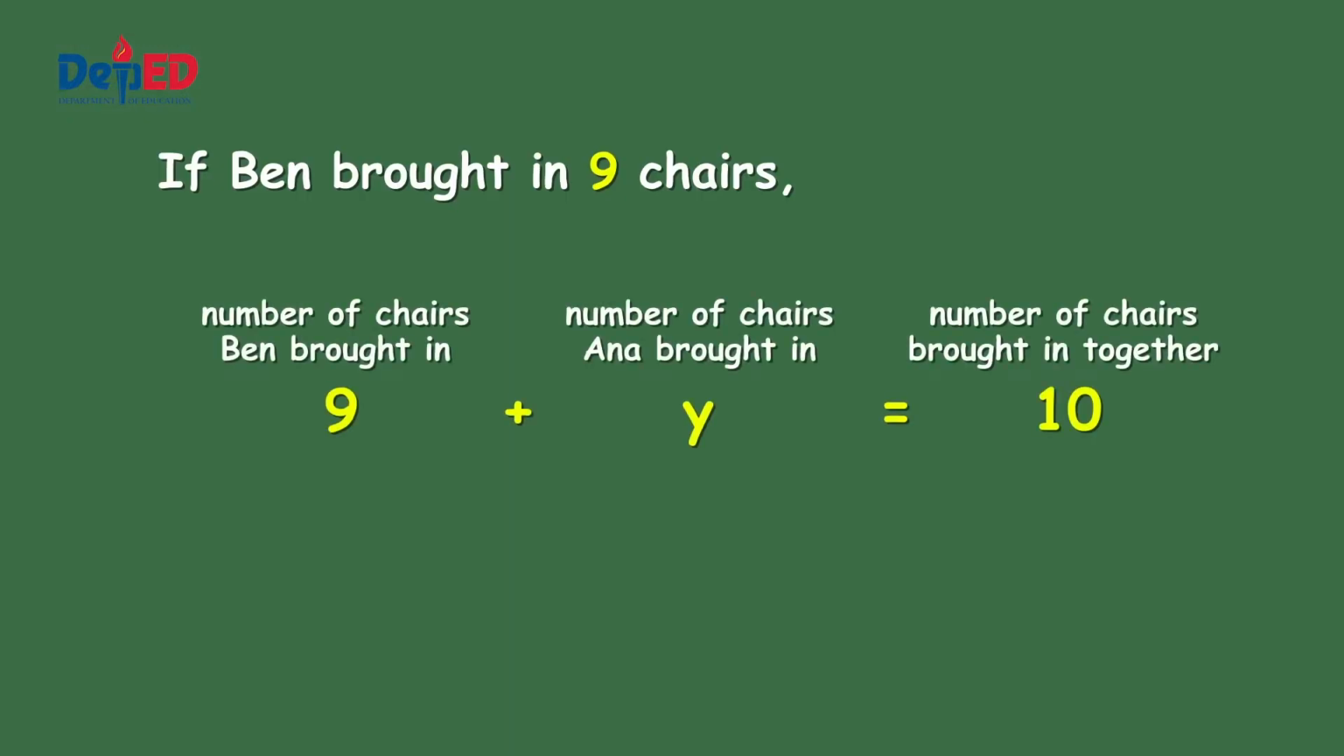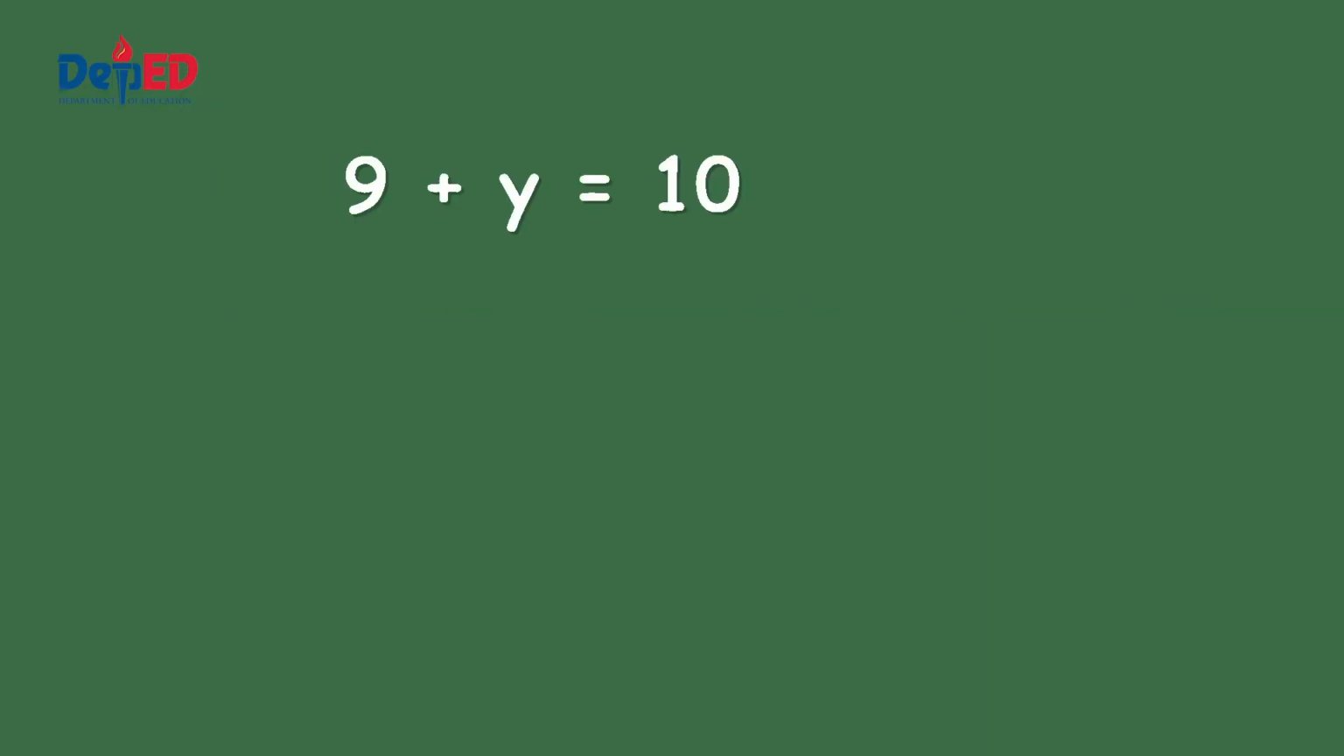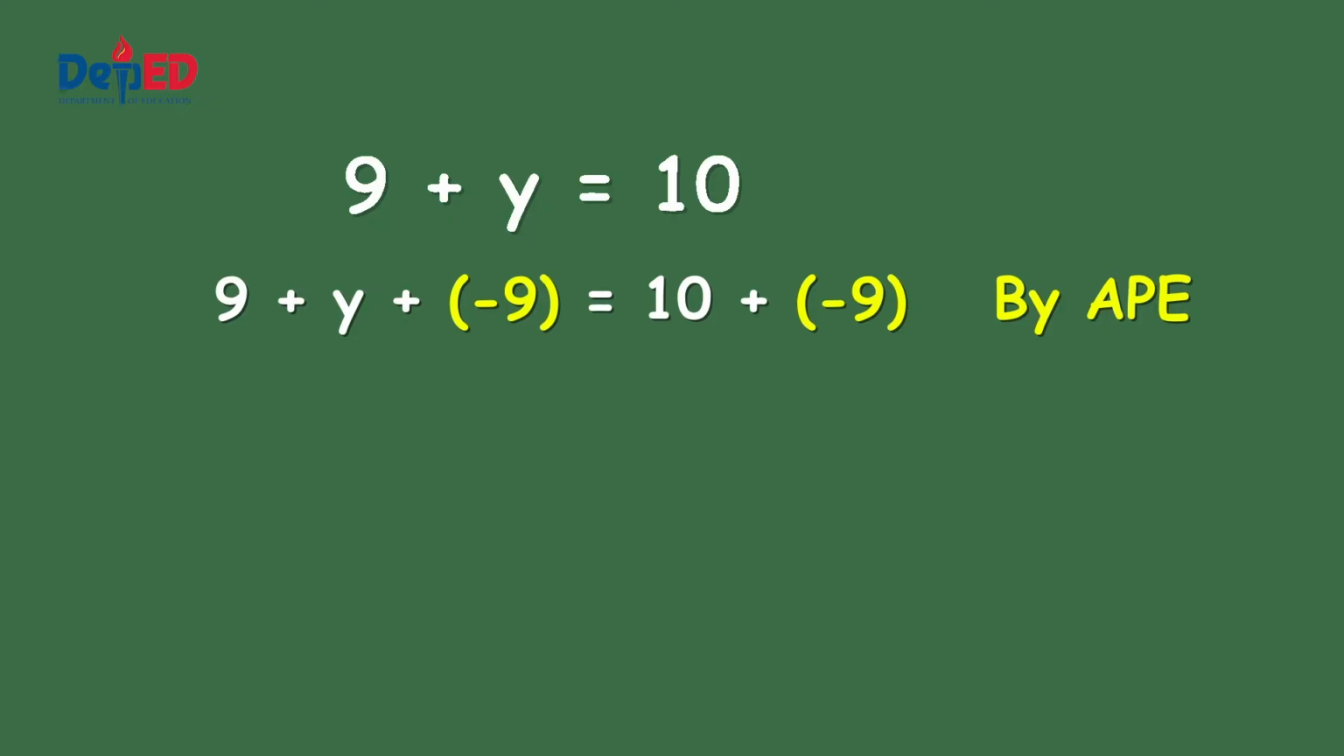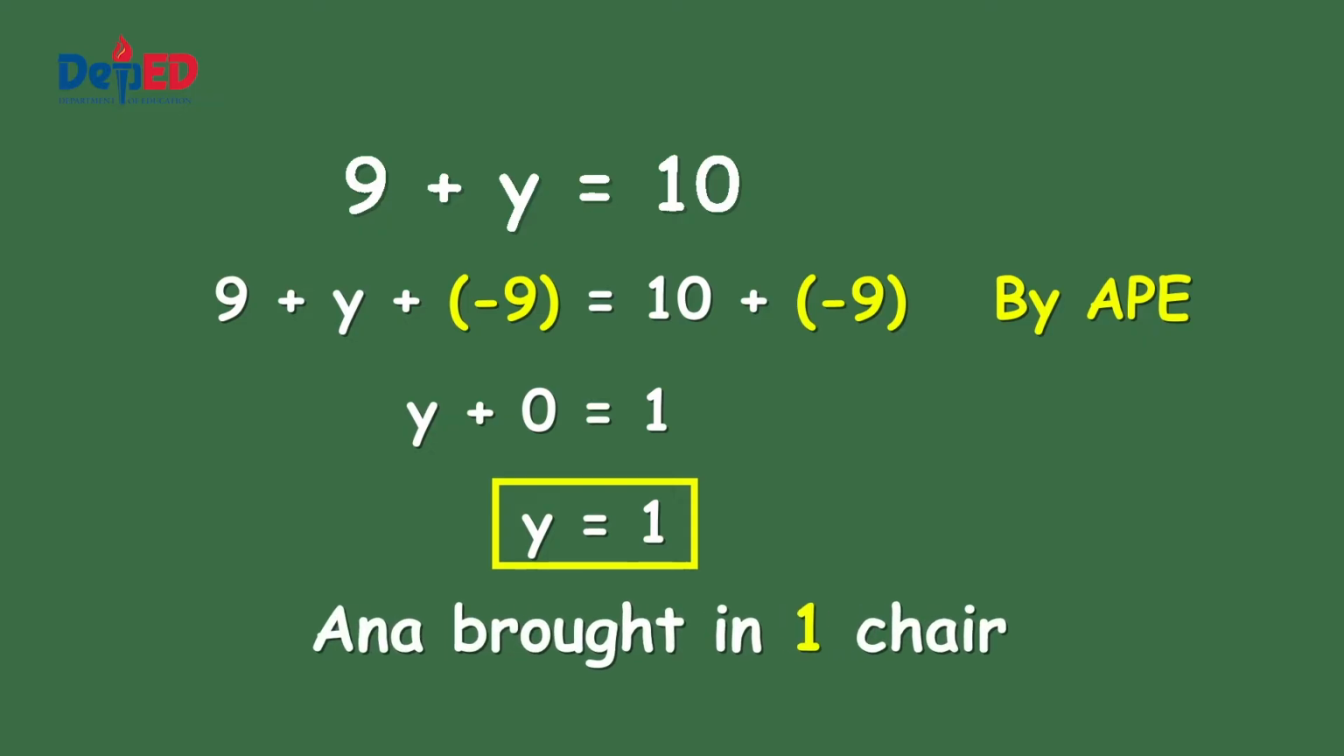What if Ben brought in 9 chairs? The equation will be 9 plus y equals 10. Again, by APE, we solve for the value of y, which is y equals 1. Therefore, we now know that Anna brought 1 chair.